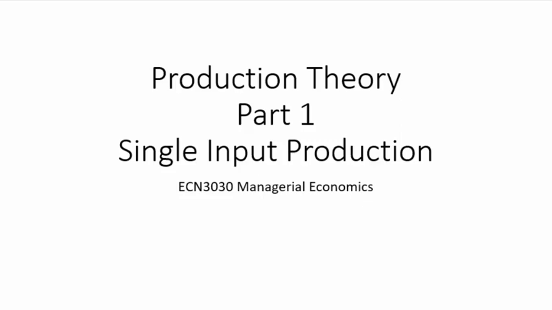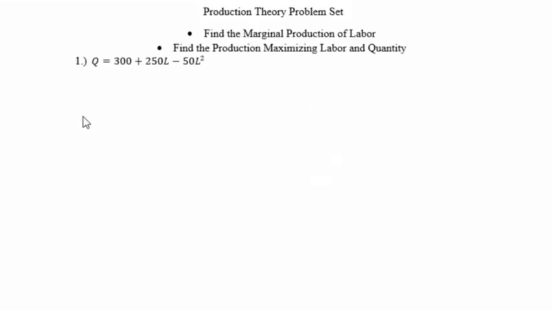In this video, we will be discussing production theory and how a single input can affect our quantity produced. So, we're given a function of Q equals 300 plus 250L minus 50L squared, where L is our labor and Q is our quantity, and we are asked to find the marginal production of labor, as well as finding the production maximizing labor and quantity.